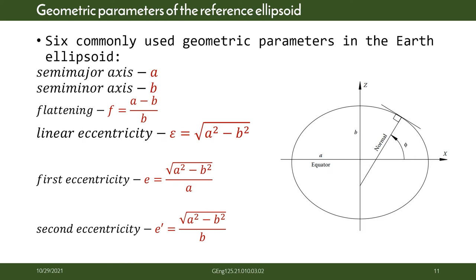Since we talk about the ellipsoid or ellipse, it's also necessary to state the geometric parameters of the reference ellipsoid. We have six commonly used geometric parameters in the Earth ellipsoid. First, we have the semi-major axis, from this point going to the center or origin. Semi-minor is from your origin, or vice versa. The minor axis is your rotational axis. Then we have your flattening, a measure of the compression of a circle or sphere along a diameter to form an ellipse or an ellipsoid of revolution. By this formula, f is equal to (a minus b) over a.